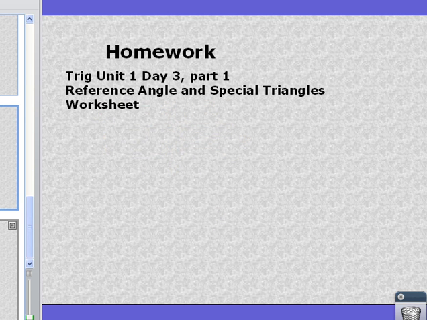So you will have a reference angle and special triangle worksheet to fill out tonight, and then next time we'll go after part 2, you will fill out the full trig sheet. Bring questions to class.